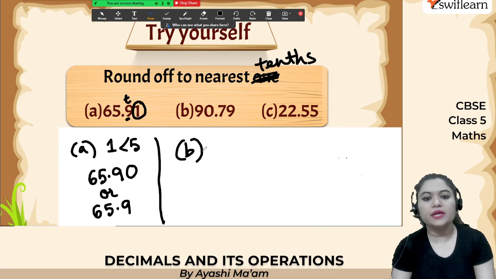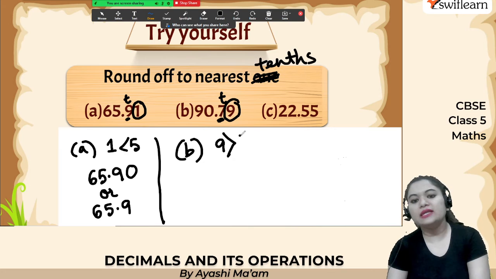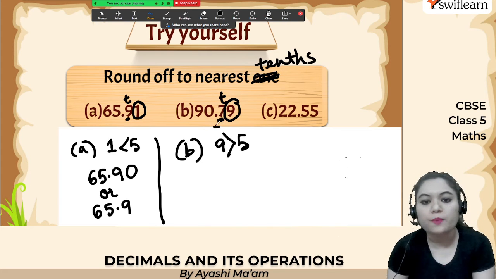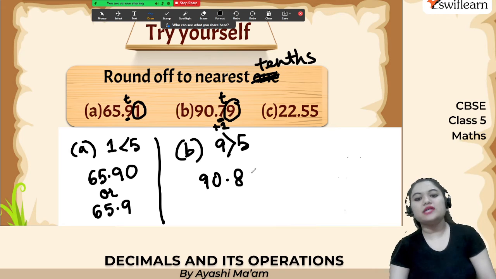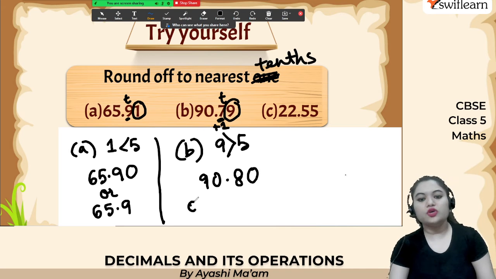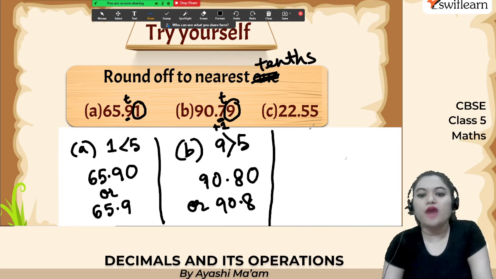Coming to the B part, again the tenths digit is 7. The digit next to this tenths place is 9. 9 is greater than 5, so we will do a plus 1 over here. That means it will become 90 decimal point 7 plus 1 is 8. After this tenths place, everything will become 0. So you can write 90.80 or 90.8, because we know the 0 at the end has no value.